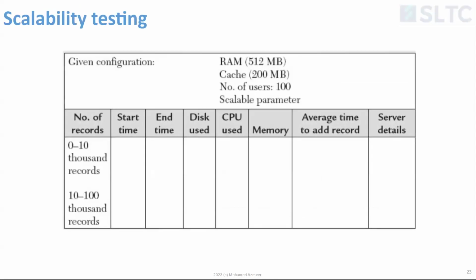And here is a chart that we can use for scalability testing, right? Now, in this, you can see I have a RAM of 512 megabytes, cache of 200 megabytes, number of users 100, right? And then number of records, 0 to 10,000 records, to 10 to 100,000 records. What happened? So start time, end time, how much hard disk is used, how much CPU is used, how much memory is used, and then how much average time to add a record. And then the summary is.